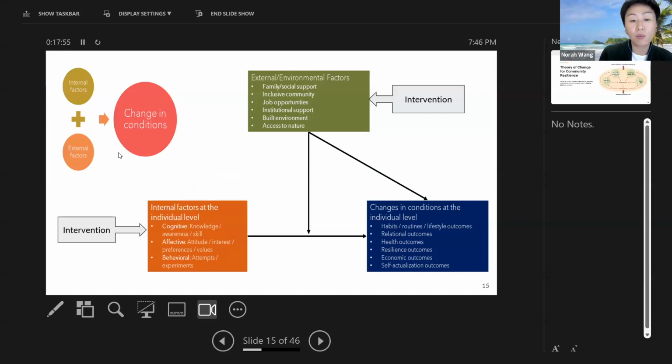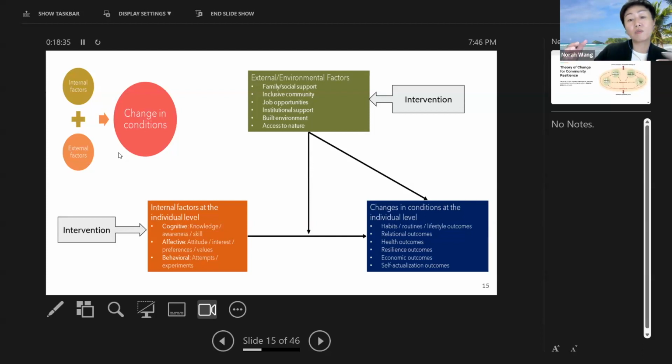So knowledge, awareness, skill. It could be affective, such as attitude, interest, preferences, values. It could also be behavioral, for example attempts or different kinds of behavioral intentions. For external factors, that could be family and social support, an inclusive community, job opportunities, institutional support, or even the built environment, particularly for people with disabilities, such as a barrier-free environment or access to nature.